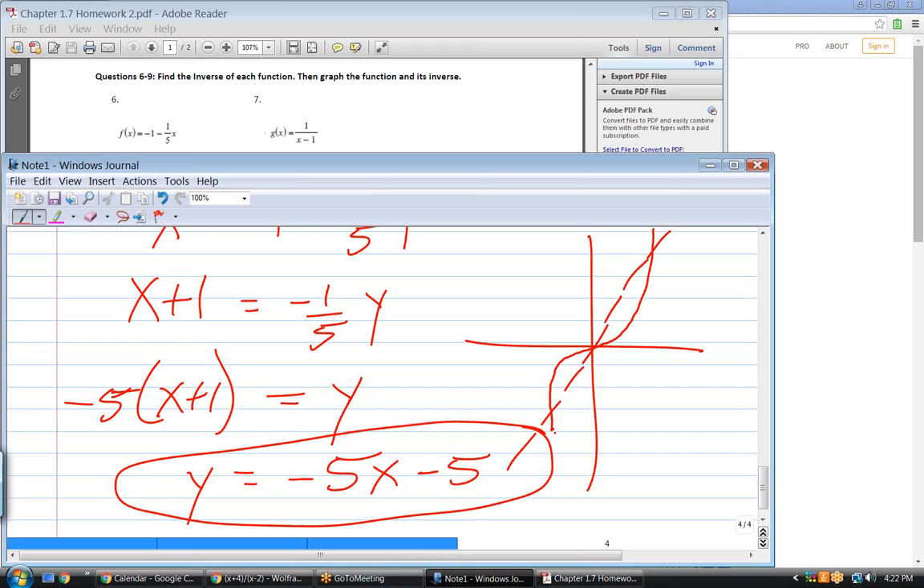Basically, what you do is you take every point, like right there, and you put it on the other side of the line. So to reflect it, I'm going to draw it like this. And there's my inverse.